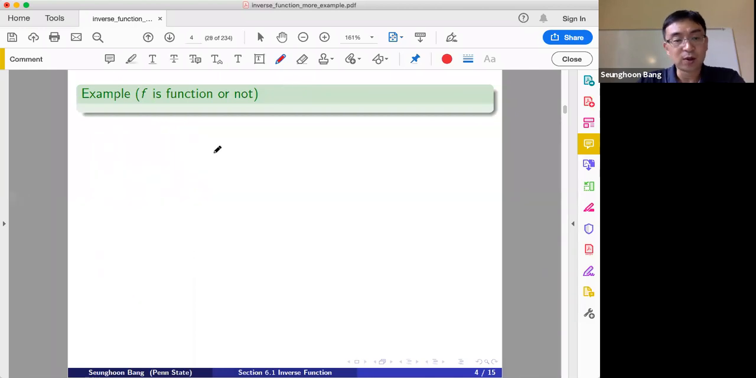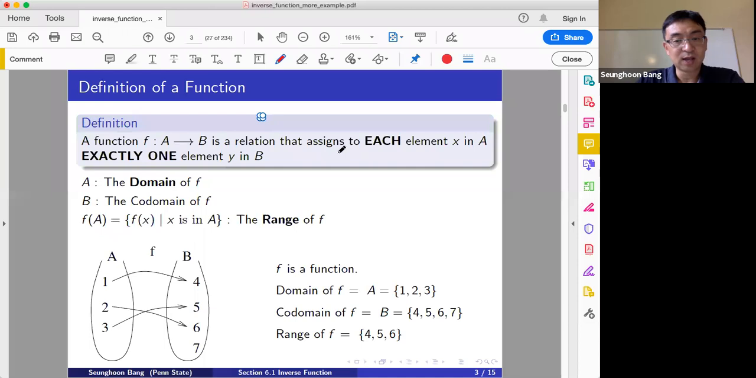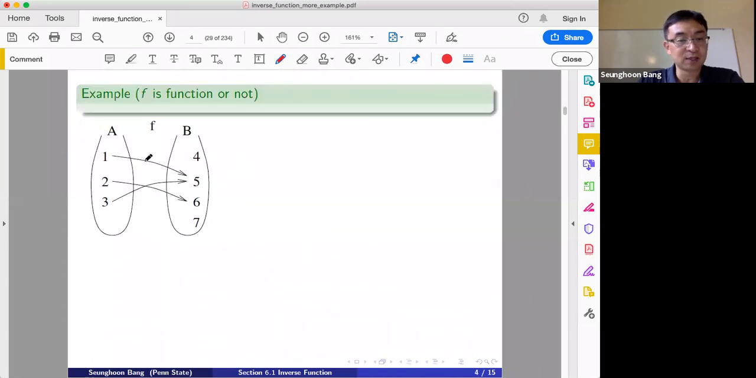So what do you think? We are going back to the definition. It assigns to each element x in A exactly one element in B. Let me see. You can choose one element. 1 is going to exactly one number, 5. 2 is going to exactly one number, 6. The 3 is going to exactly one number, 5. It doesn't matter that two different numbers go to the same number; each number goes to exactly one number. Yes, this is a function.